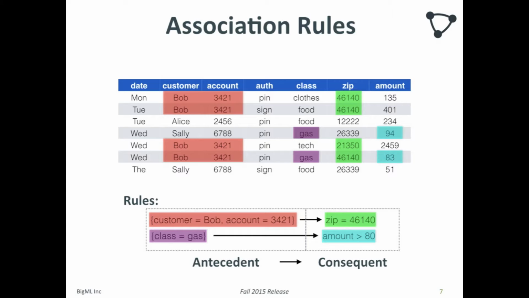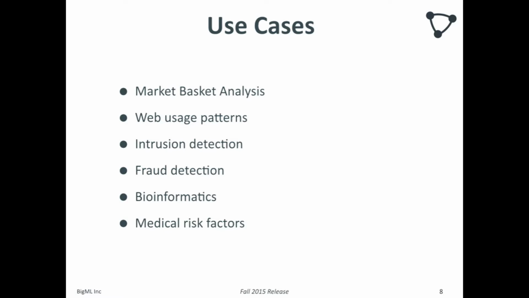All right, so what is association discovery useful for? One of the big use cases is market basket analysis. So the idea here is to look at transactional data where each transaction contains multiple items. And you want to be able to answer the question, what items tend to occur together in a transaction?